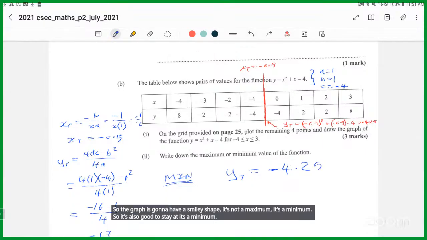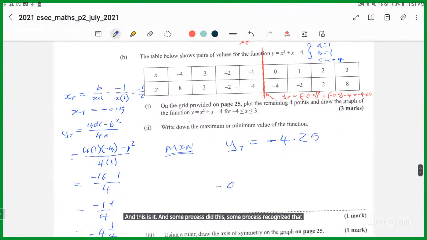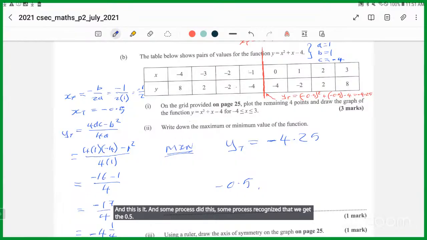And this is it. And some persons did this. Some persons recognize that we get the 0.5 for the x and negative 4.25.